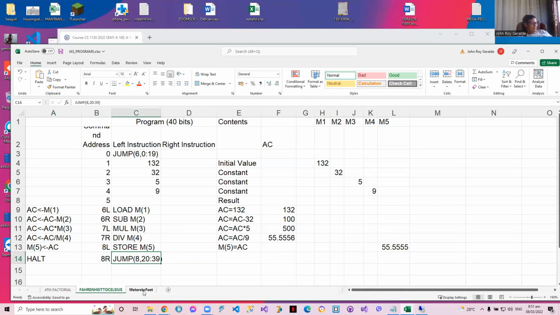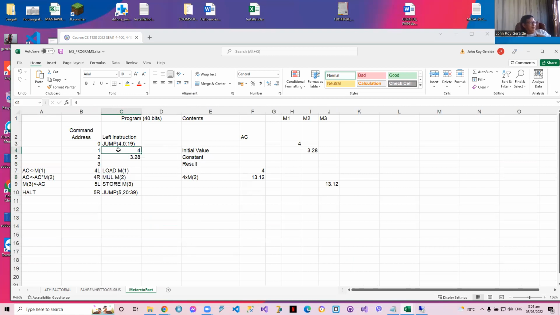Meters to feet. Ganon din, no? 4 to 19 because this is the first one. We have the constants 4, which is what we are going to convert. The multiplier is 3.28. And the result, we will store it here, no? So it's 3. We load M1. M1 becomes 4. Mul M2. So that's 4 times 3.28. This becomes 13.12. Store M3. So we have the result, and then we halt. Any questions?